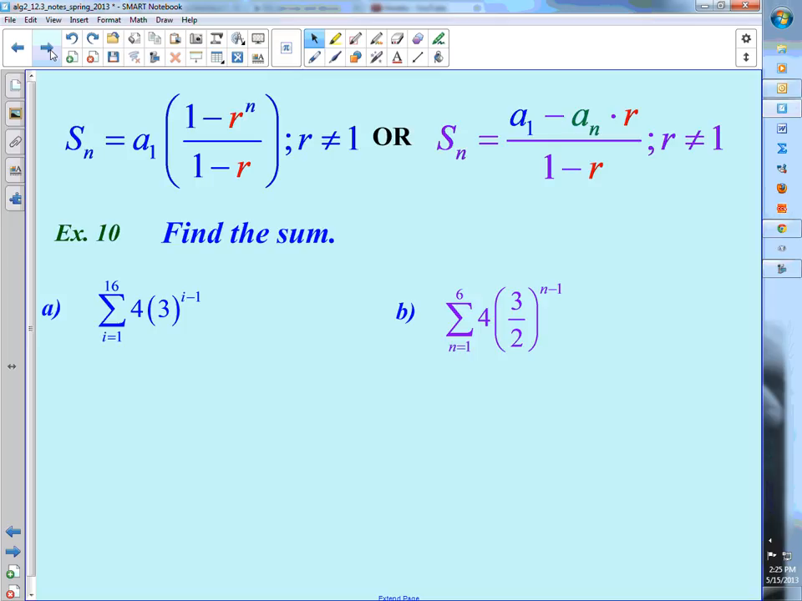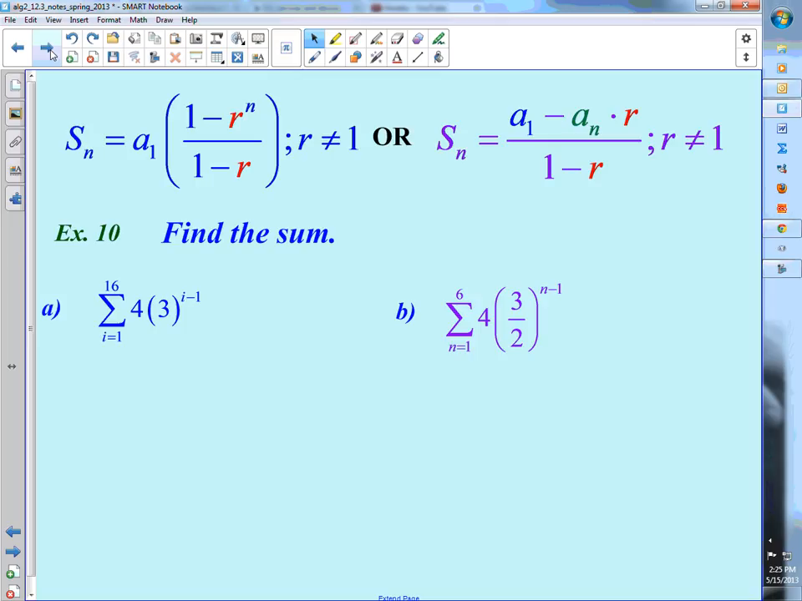Plug in the bottom number. Plug in whatever's on the bottom. That will generate your first term. How do you find the last term? Plug in the top. How do you find how many terms? Plus 1. So 6 minus 1 is 5, plus 1 is 6. 16 minus 1 is 15, plus 1 is 16. When you start at 1, it's always the top number.